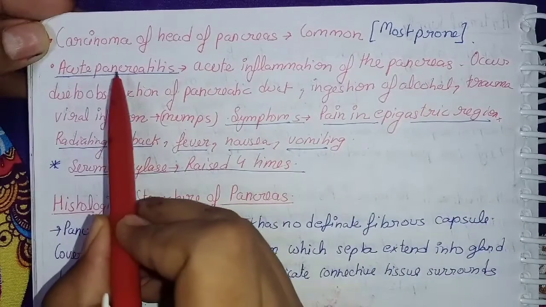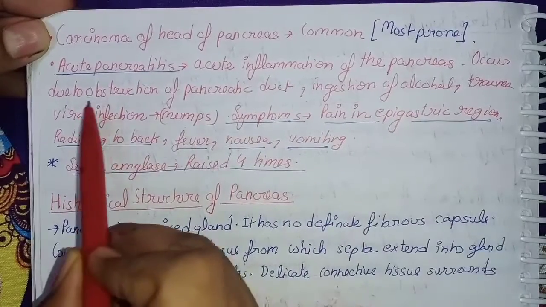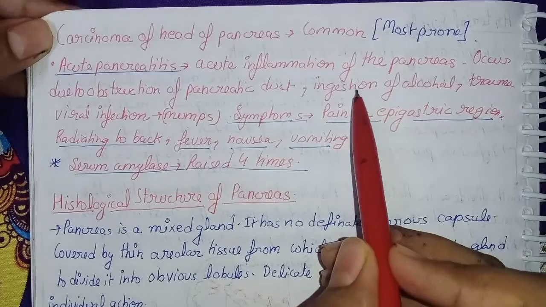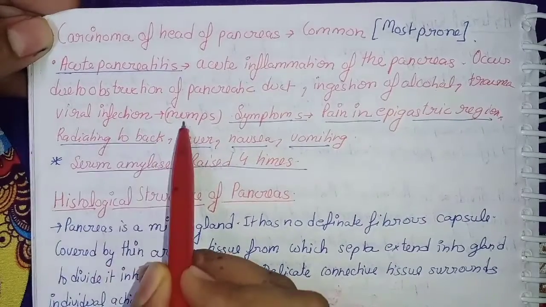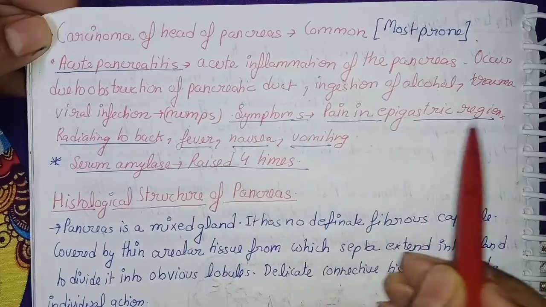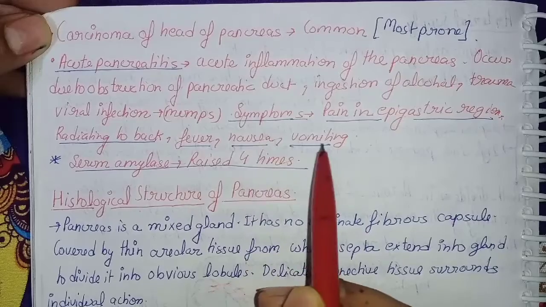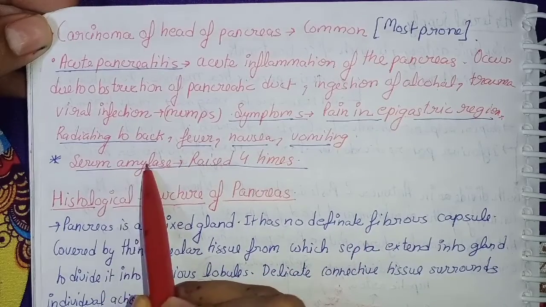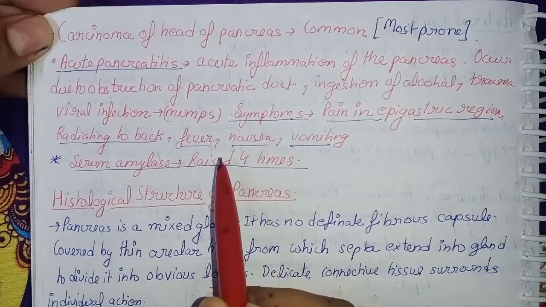And acute pancreatitis is the acute inflammation of the pancreas occurring due to obstruction of the pancreatic duct, which is caused by ingestion of alcohol, trauma, or a viral infection, that is mumps. Symptoms are pain in the epigastric region of the abdomen radiating to the back, fever, nausea, and vomiting. It can also be found by serum analysis, in which serum amylase is raised 4 times the normal value.